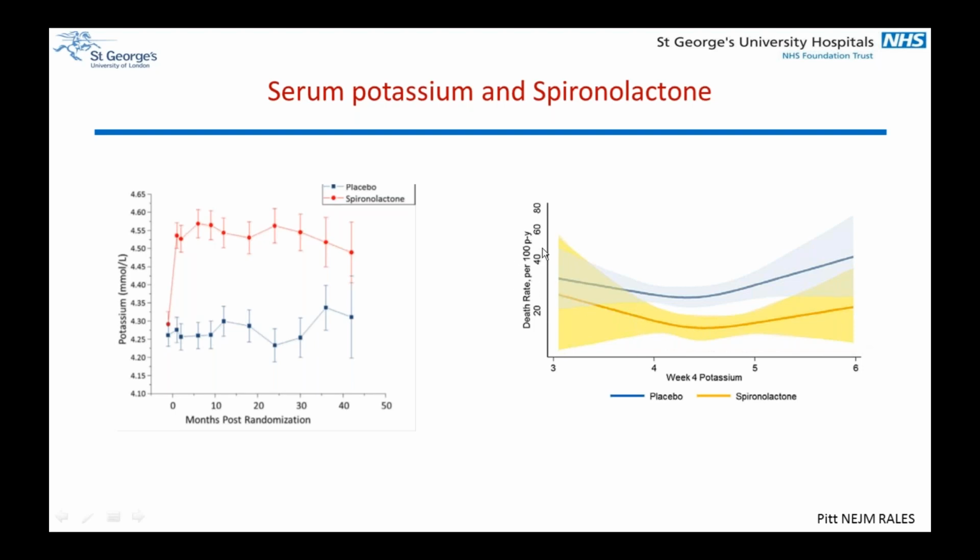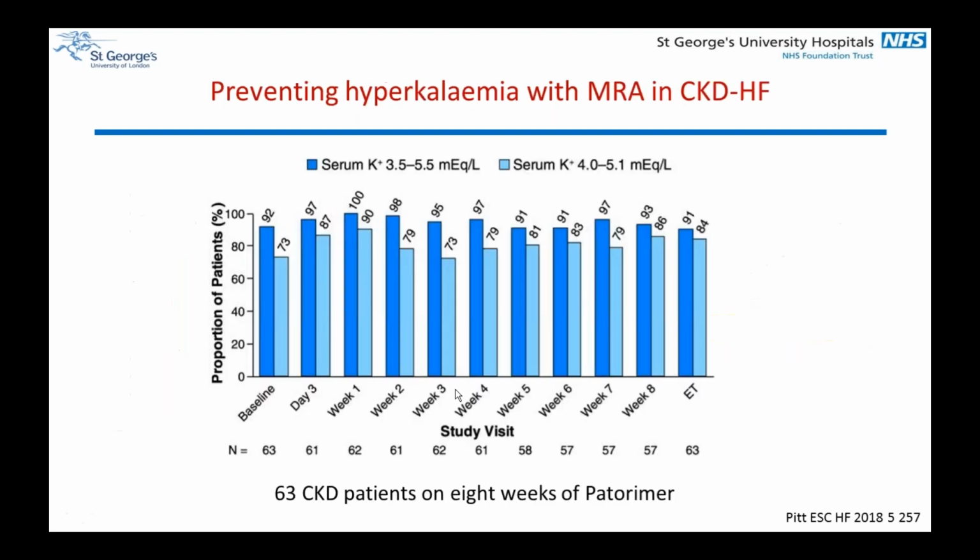Death rate per 100 patient years is maintained very well in the spironolactone groups as opposed to the placebo group, even in high and low potassium ranges. So yes, there are benefits of using these drugs, but of course we have to remember that potassium will go up and we need to think about ways and means of managing that.